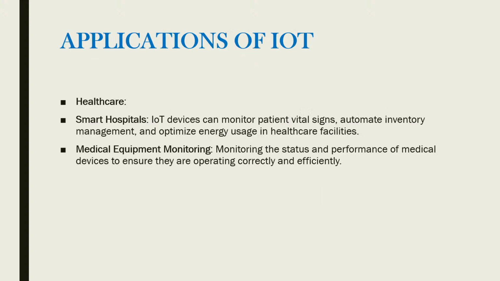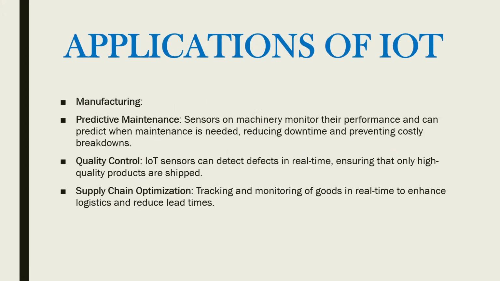Then at last, applications of IoT. Manufacturing, like predictive maintenance: sensors on machinery, monitoring their performance, and they can predict when maintenance is needed, reducing downtime and preventing costly breakdowns. Quality control: IoT sensors can detect defects in real time, ensuring that only high quality products are shipped.